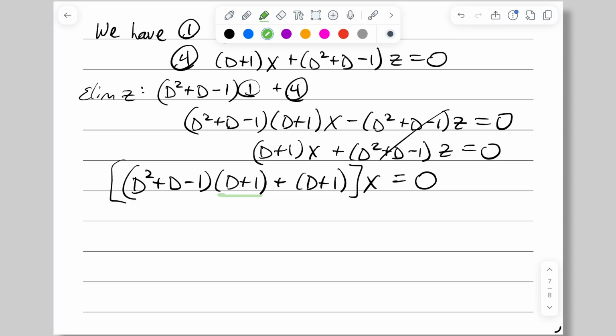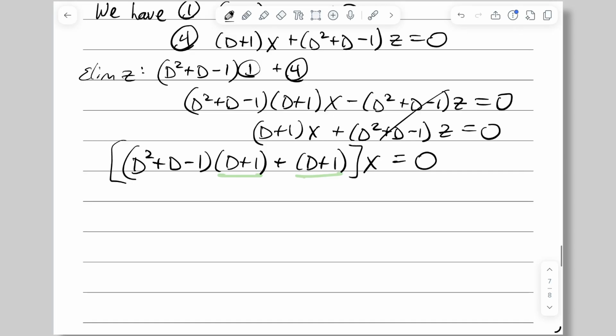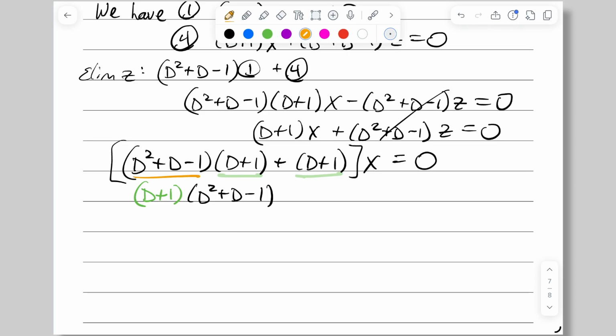So we have d plus 1 appearing inside the brackets in two different places here. If we essentially factor out d plus 1, what we're left with is d² plus d minus 1 from the first term, and then plus 1 from the second term. And some 1s are going to subtract out. That's all acting on x and it equals 0.